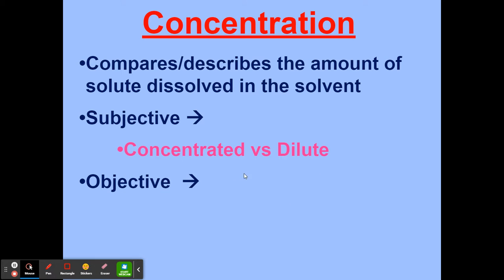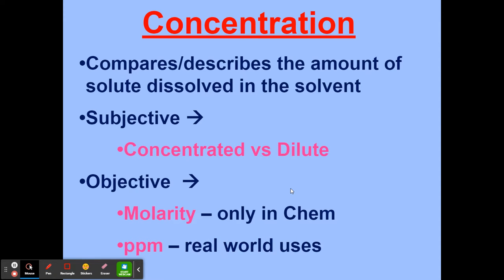All right, objective, we can actually put numbers to this. We can put values to this. Molarity is a concept that's only used in chemistry, where it's moles per liter, because not a lot of people know what moles are, but it's universally used around the world in chemistry. Another one that's used more primarily in the real world, outside of chemistry, is parts per million or parts per billion, depending on how small the concentration is.